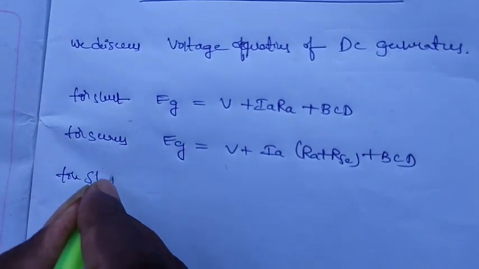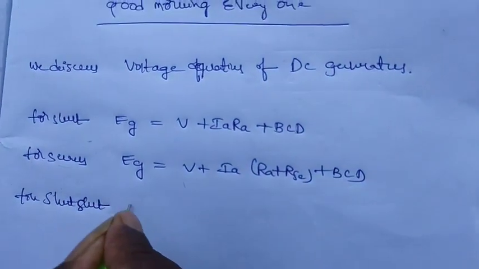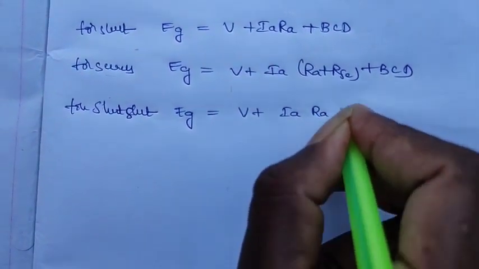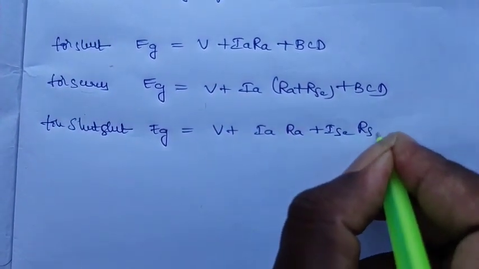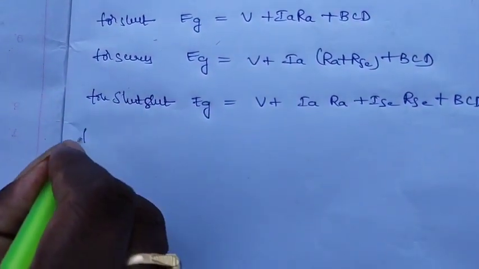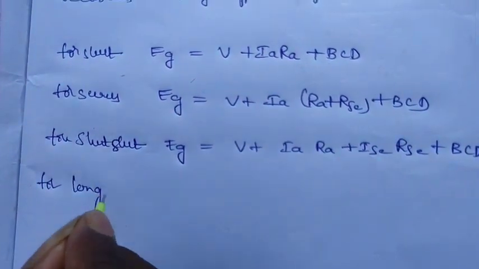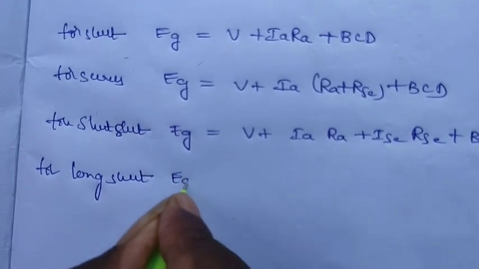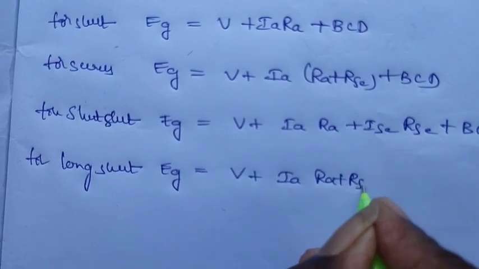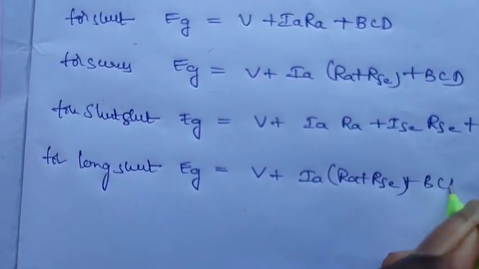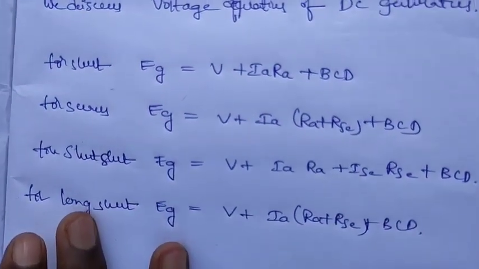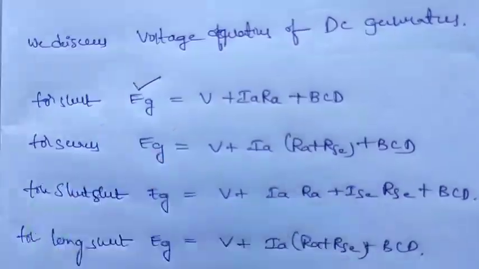For short shunt compound generator, Eg is equal to V plus IaRa plus IscRsc plus brush contact drop. For long shunt, generated EMF is equal to V plus Ia(Ra plus Rc) plus VCD. These are the formulas we derived last class. These are the EMF equations. This is the generated EMF.